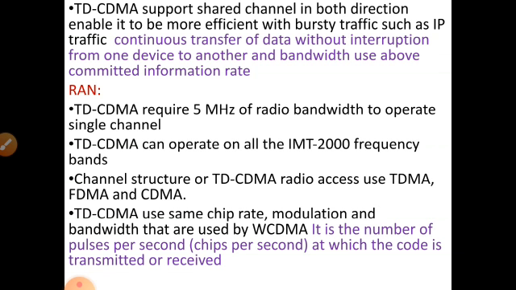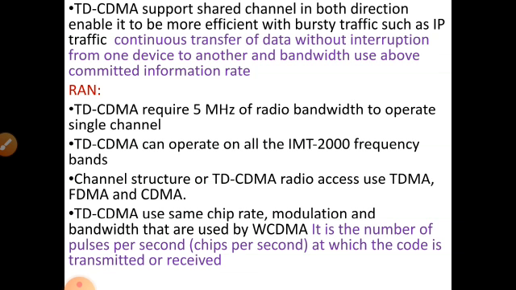So next we are going for the topic RAN, that is radio access network. Here TD-CDMA requires 5 MHz of radio bandwidth to operate a single channel. Similarly, TD-CDMA can operate in all IMT-2000 frequency bands. So TD-CDMA can be applicable for both IMT as well as UTRAN services. And the channel structure for TD-CDMA uses TDMA, FDMA as well as CDMA. So it is applicable for the TDMA technique, the FDMA technique, and the CDMA technique.